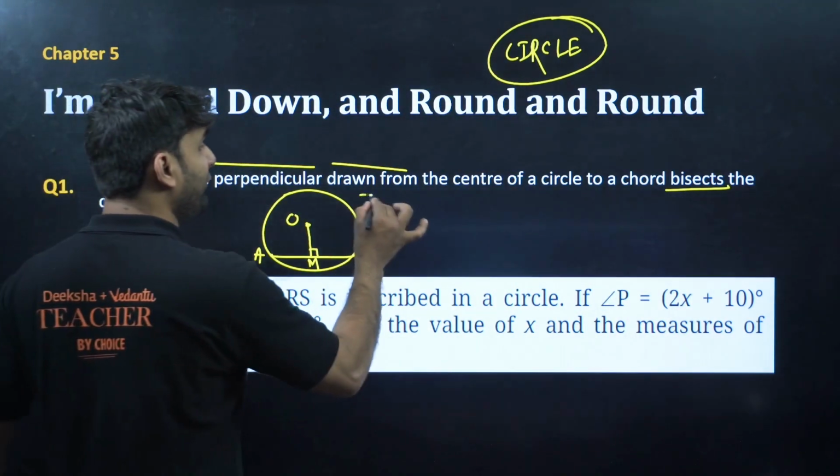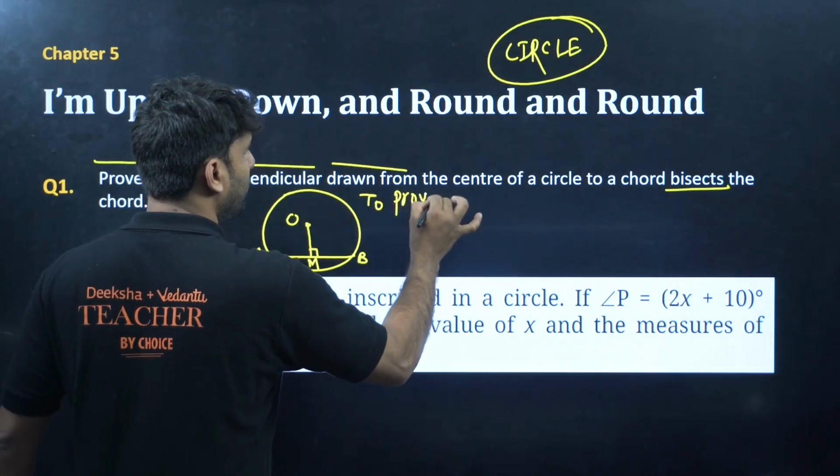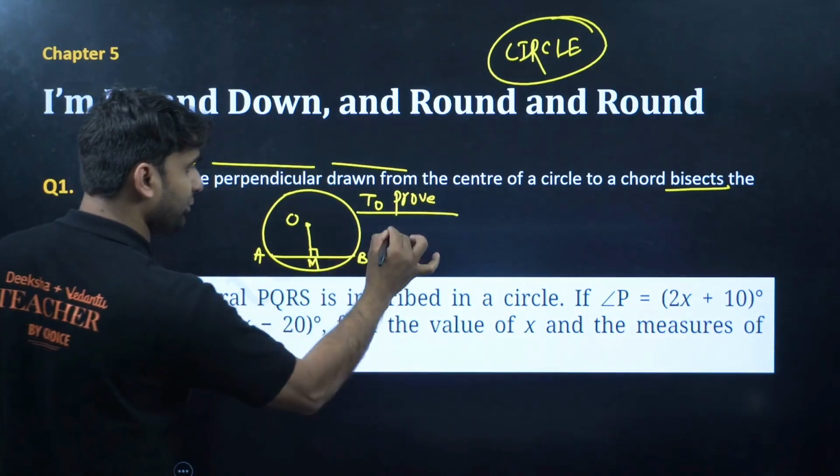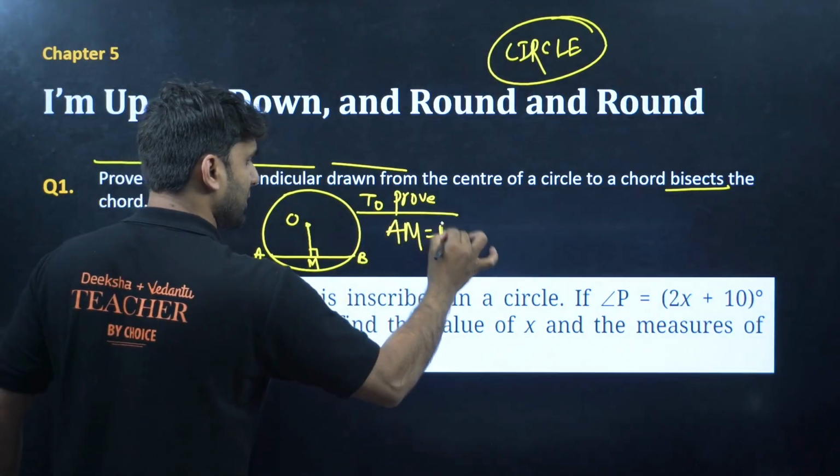So what we have to prove here? To prove AM is equal to MB. AM is equal to MB.